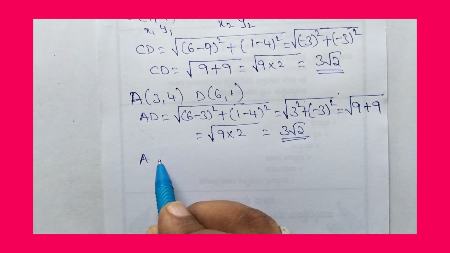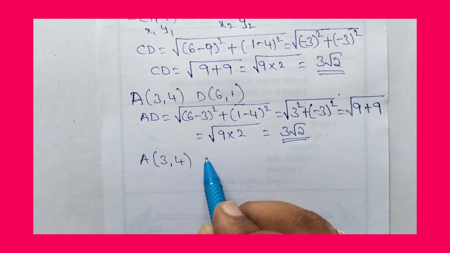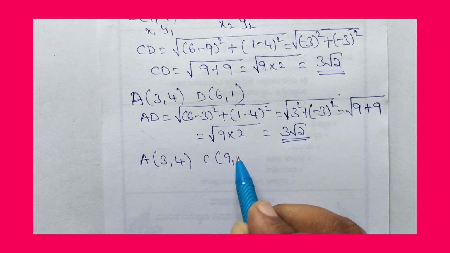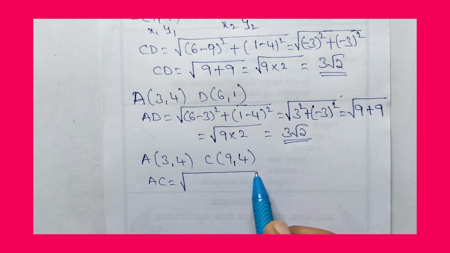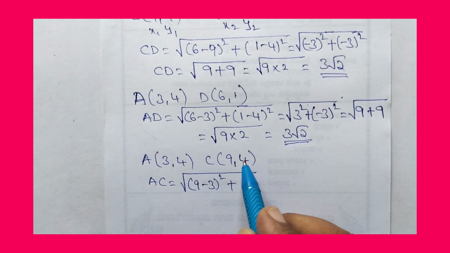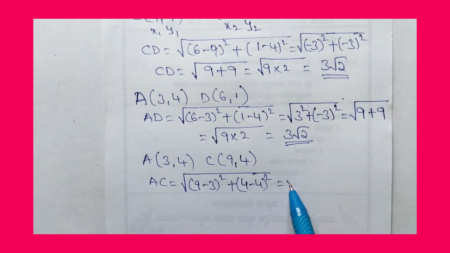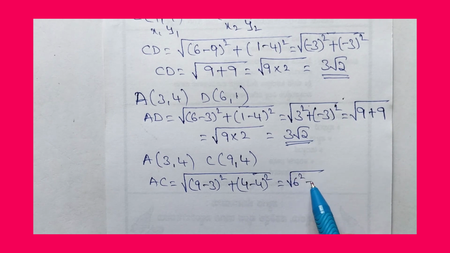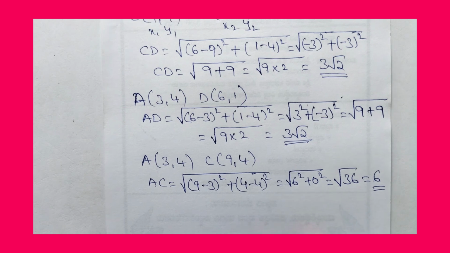So now let us find out the diagonals. Which are the 2 diagonals? One is AC, one diagonal, and BD is another diagonal. So find the distance between AC. So square root of 9 minus 3 whole square plus 4 minus 4 whole square. That is equal to square root of 6 square, 9 minus 3 is 6 square, 0 square. So square root of 6 square is 36. So square root of 36 is 6.